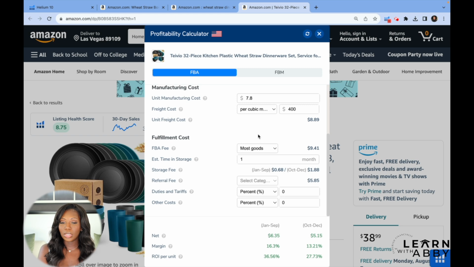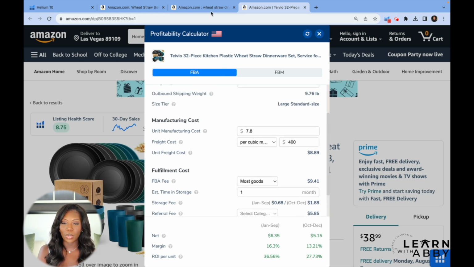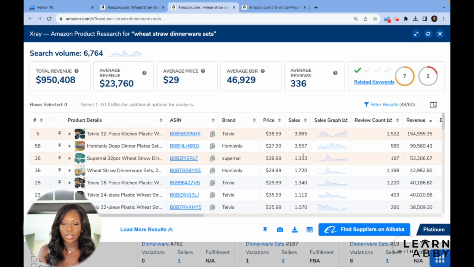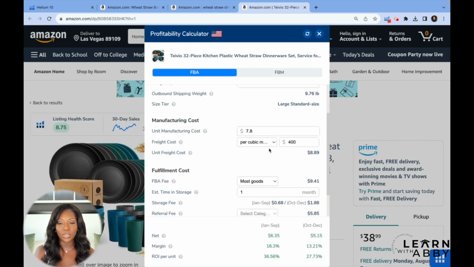Now, what I will say is, because this product is selling so well, if we bounce back, we can see that they are selling almost 4,000 units in a month. So they're ordering a lot of this product at one time. I can guarantee you that they are not spending $7.80 to have this product made. My estimation would be that they're spending closer to $4 or $5. And so they're probably more profitable than what we're seeing here.